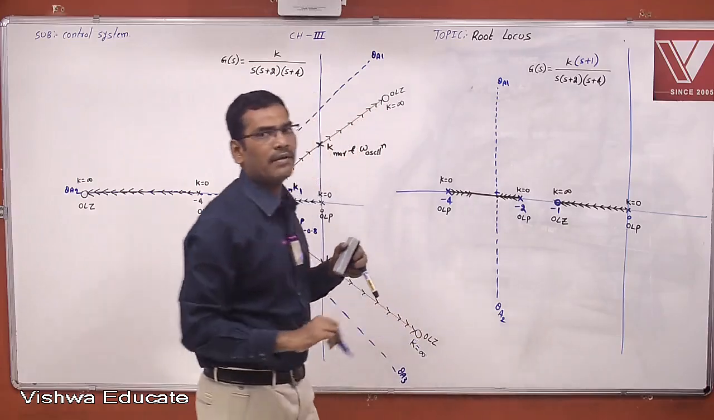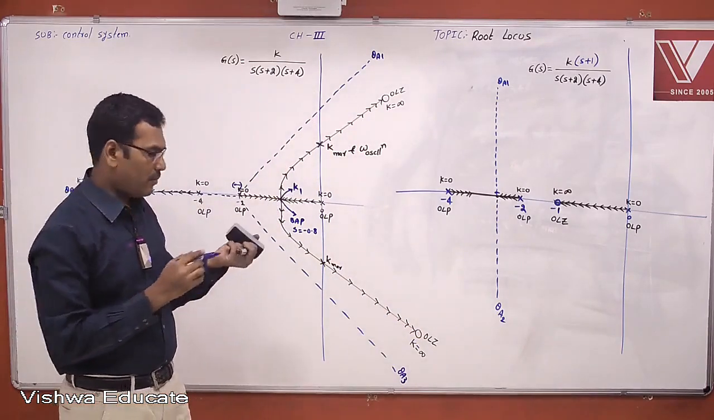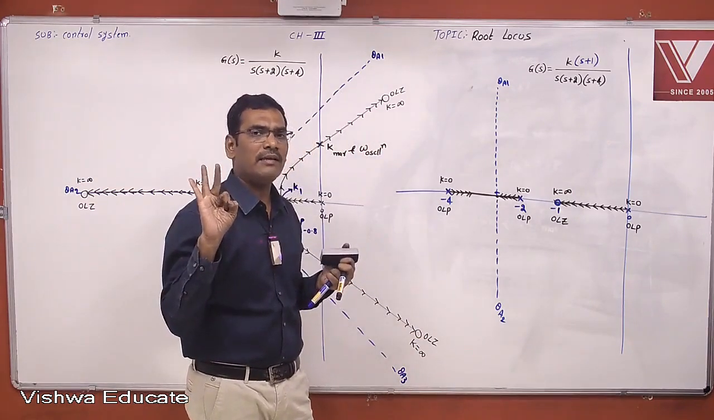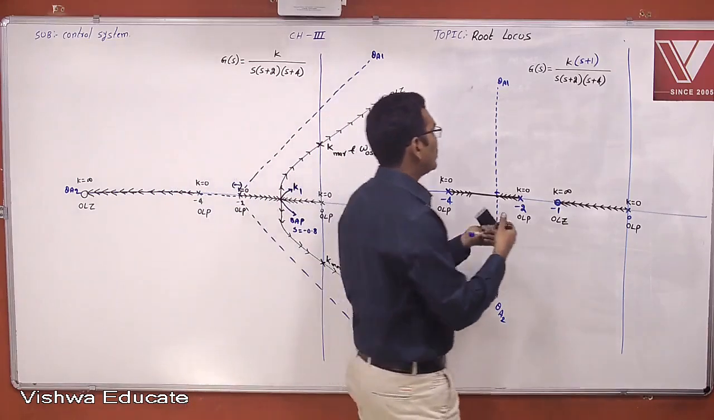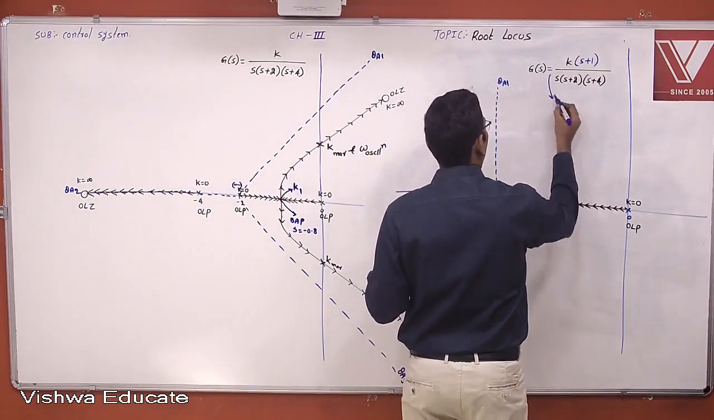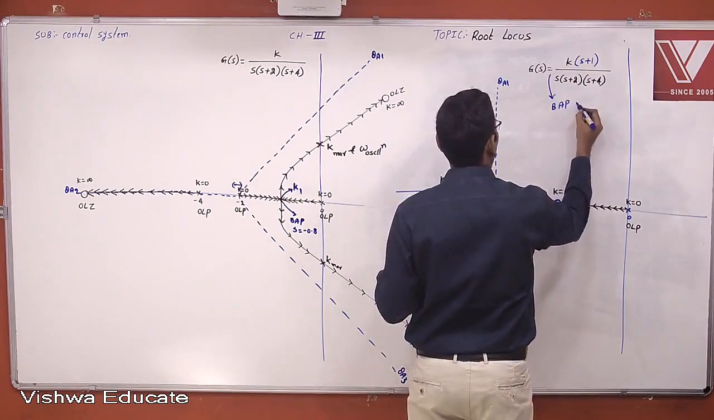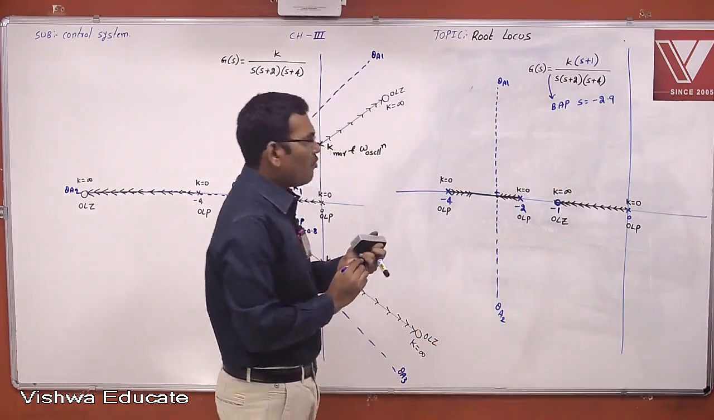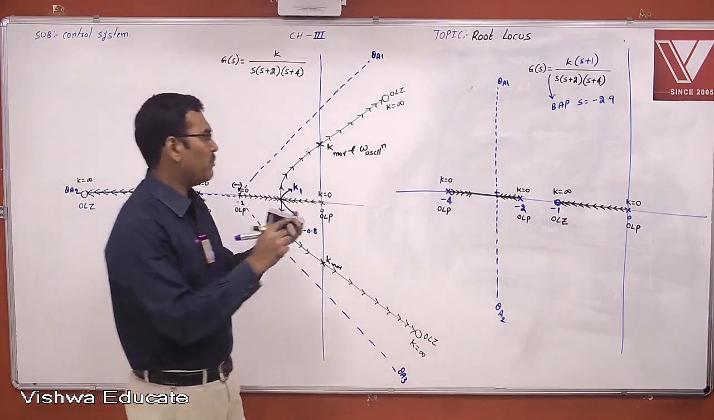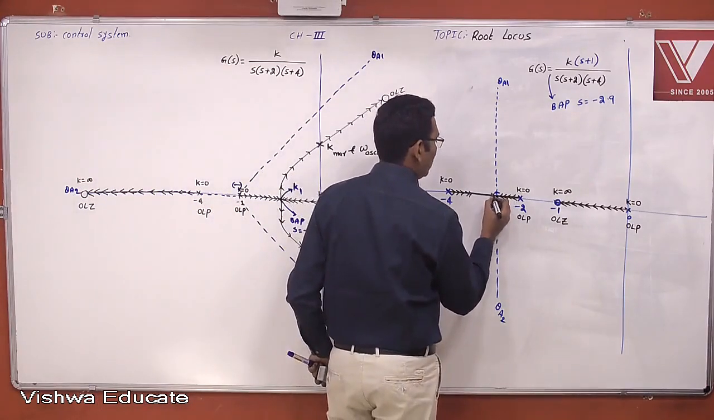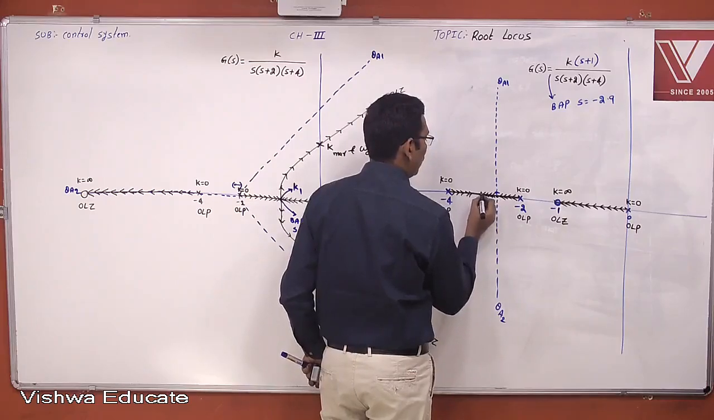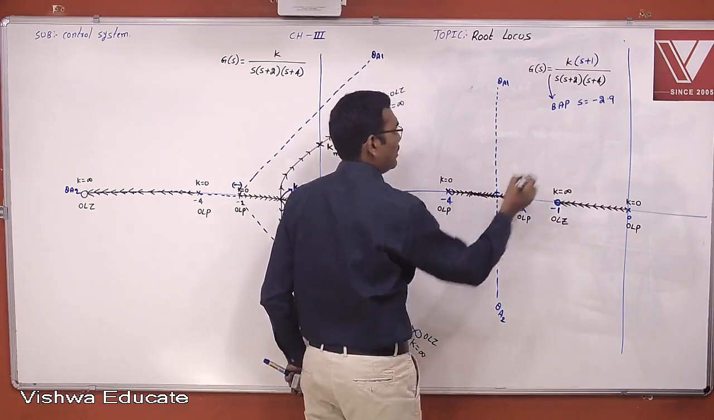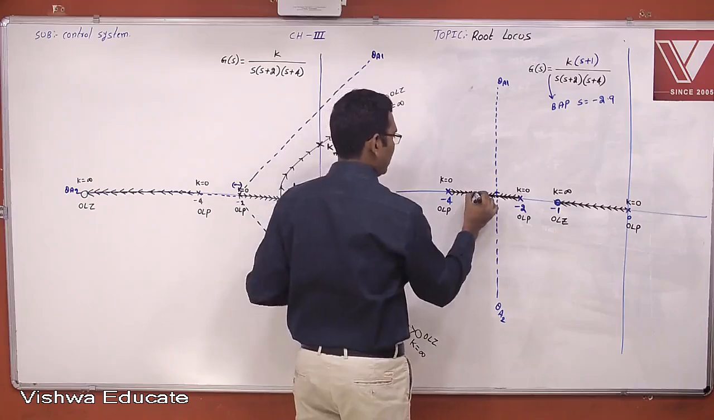If you find the breakaway point, you know the procedure. Write the characteristic equation, k as a function of s, differentiate k with respect to s, and find the roots. If you do that procedure and solve it, you get the breakaway point s equal to -2.9. What is the breakaway point? At that particular point, two poles are meeting. As k is changing, the closed loop poles move, and these two meet at a particular point. That particular point is called the breakaway point. That breakaway point is -2.9.